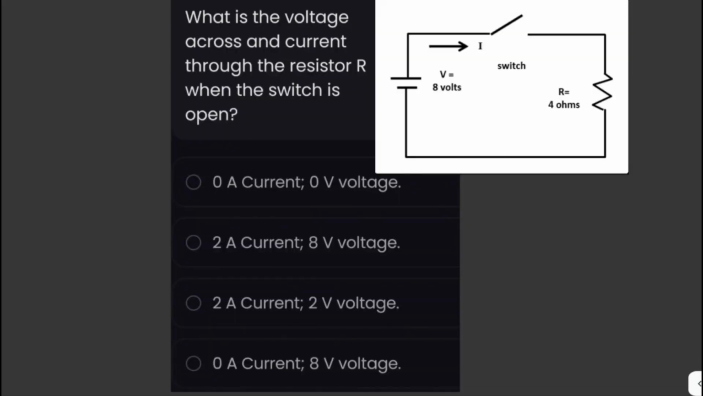What is the voltage across and current through the resistor R? Okay, this is resistor R when the switch is open. So when the switch is open, that means there is no voltage or current. Therefore, the answer here is 0 current, or 0 ampere, and 0 volt for voltage.